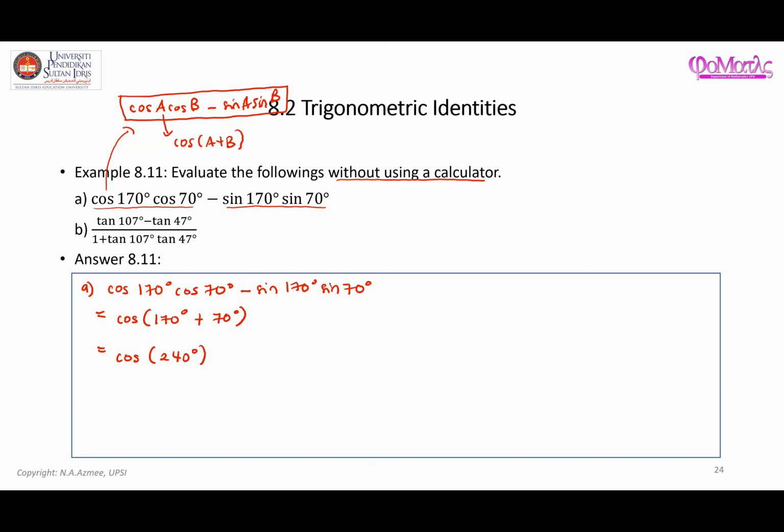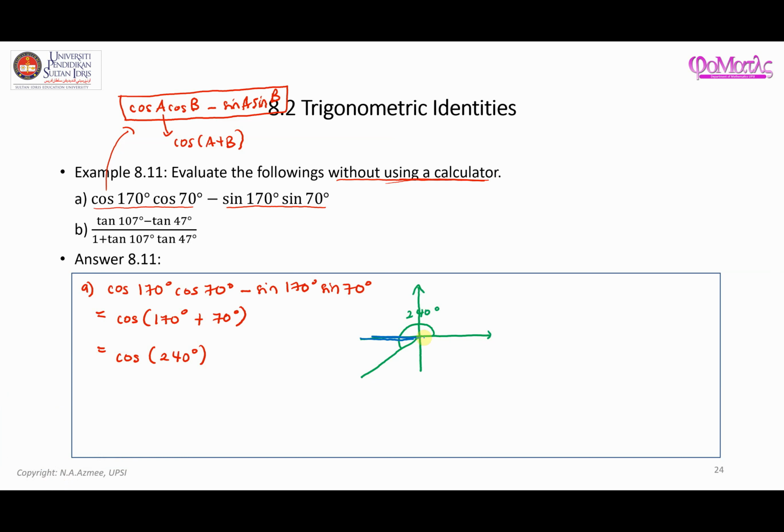Since the question is asking you to not use a calculator, we need to start thinking about the position of this angle and also some information related to special angles, which you have seen in the previous subtopic. Okay, so let us start by sketching the angle and the position of it. It will be somewhere here. This will be 180 degrees and you continue further on, so this will be 240 degrees. Now, as I have mentioned earlier, we know that we can work with the reference angle.